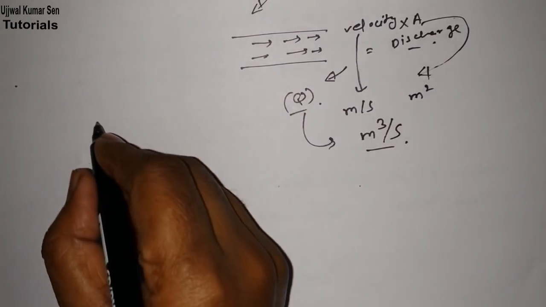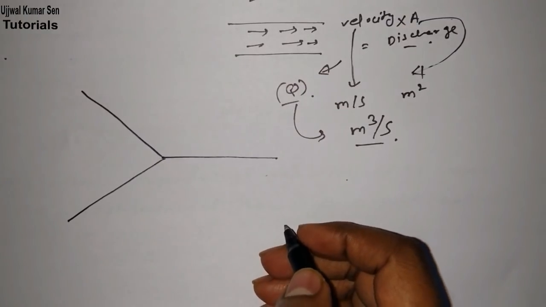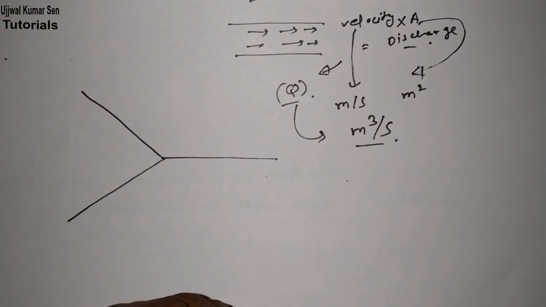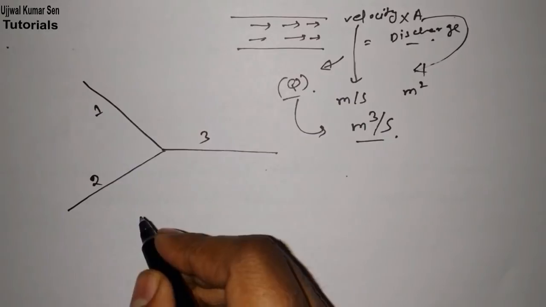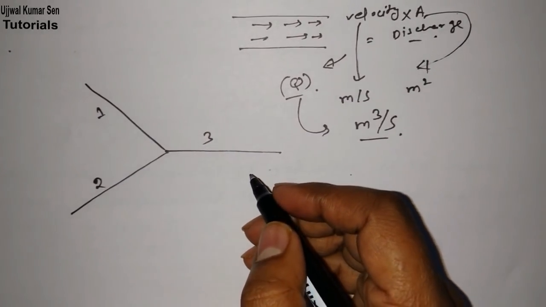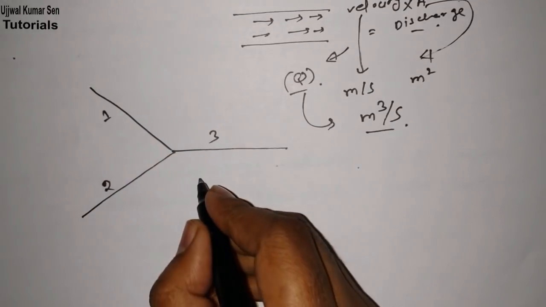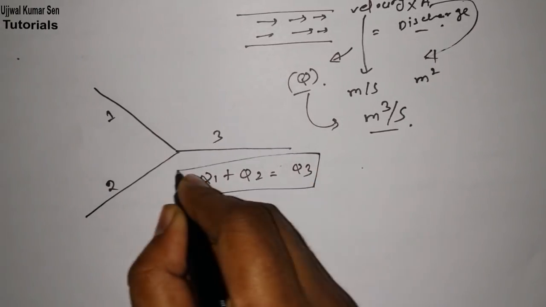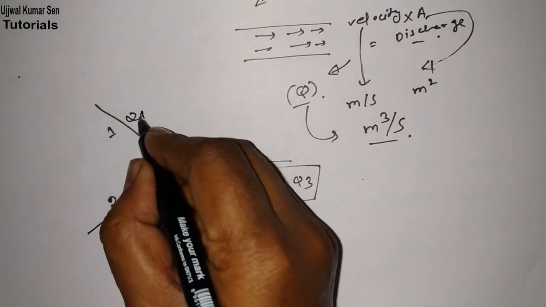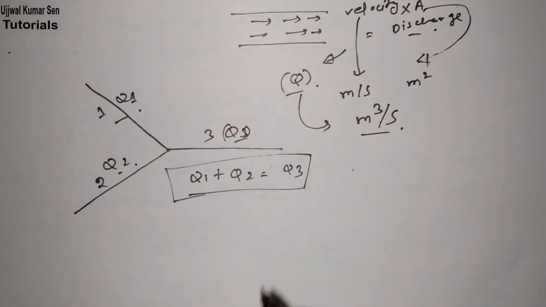Now there is a simple concept, the concept of pipes. If you have studied flow through pipes in fluid mechanics, then you definitely know about this concept. That is pipe 1, pipe 2 and pipe 3, and there could be any number of pipes. So Q1 plus Q2 is equal to Q3. I mean, discharge from pipe 1 plus discharge from pipe 2 is equal to discharge from pipe 3.